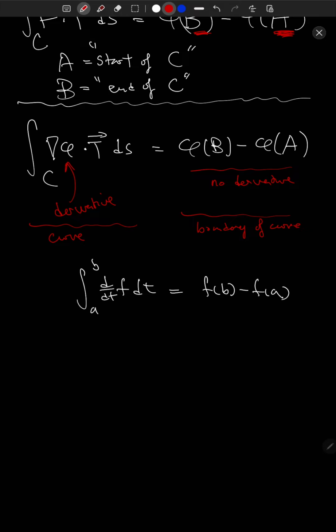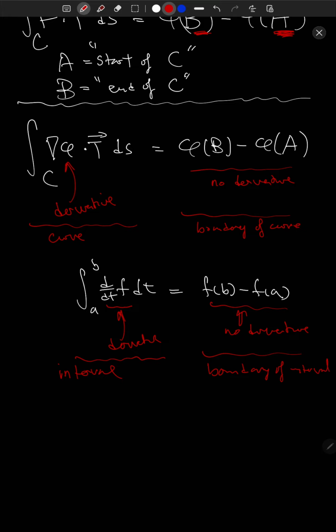Right? We literally see the same thing from one variable calculus. Here we have a derivative. Here we have a line segment, or let me call it an interval. On the right-hand side, notice no derivative, and also endpoints, or boundary of the interval, which is the endpoint.